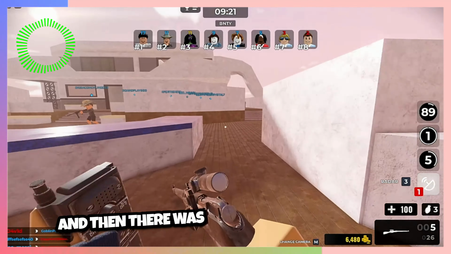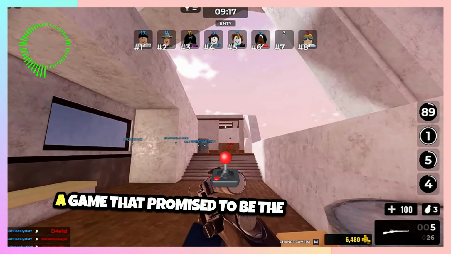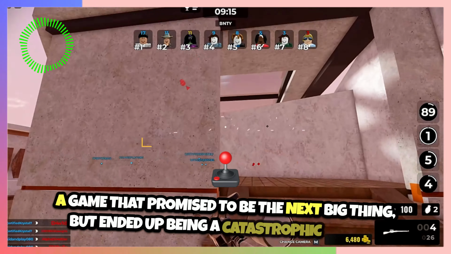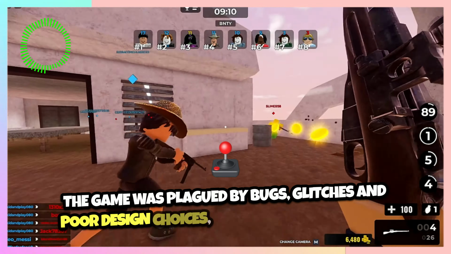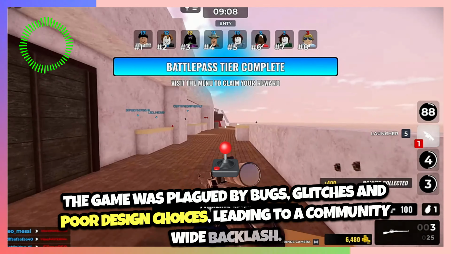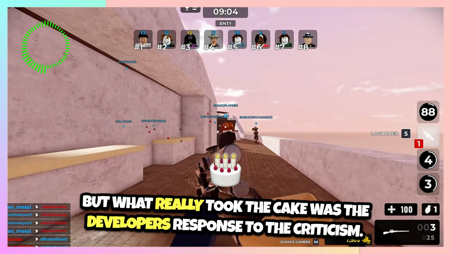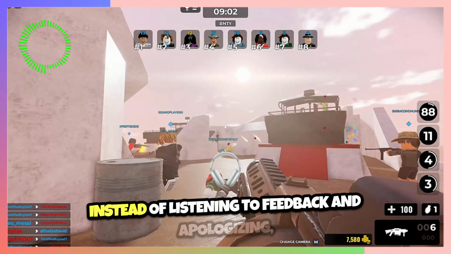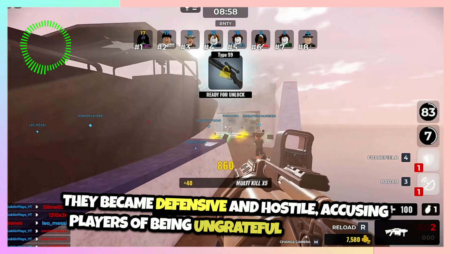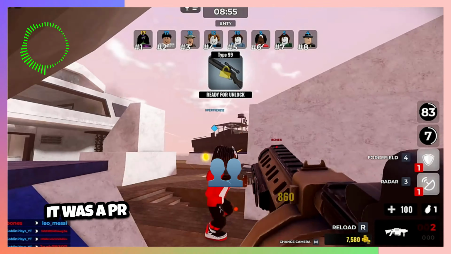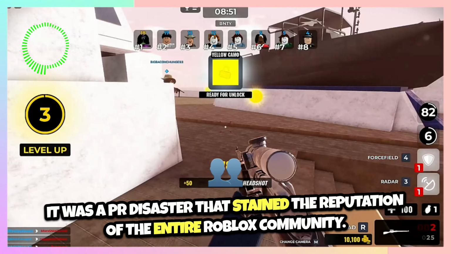And then there was the Robloxian Life fiasco, a game that promised to be the next big thing but ended up being a catastrophic failure. The game was plagued by bugs, glitches, and poor design choices, leading to a community-wide backlash. But what really took the cake was the developers' response to the criticism. Instead of listening to feedback and apologizing, they became defensive and hostile, accusing players of being ungrateful and entitled. It was a PR disaster that stained the reputation of the entire Roblox community.